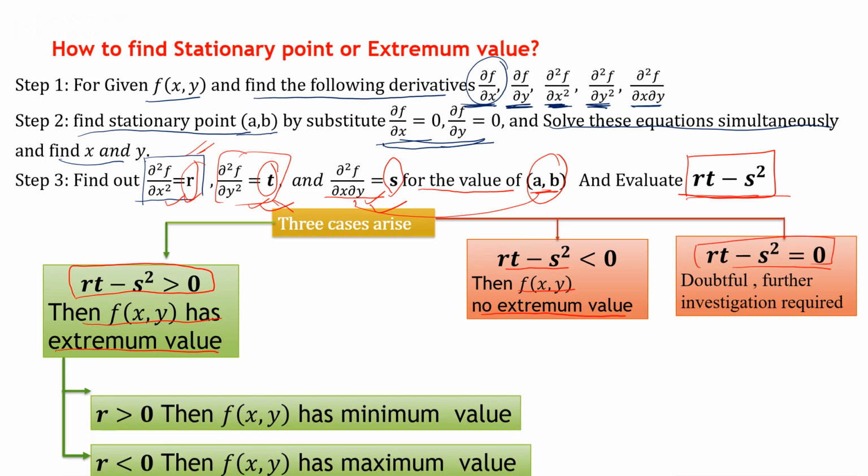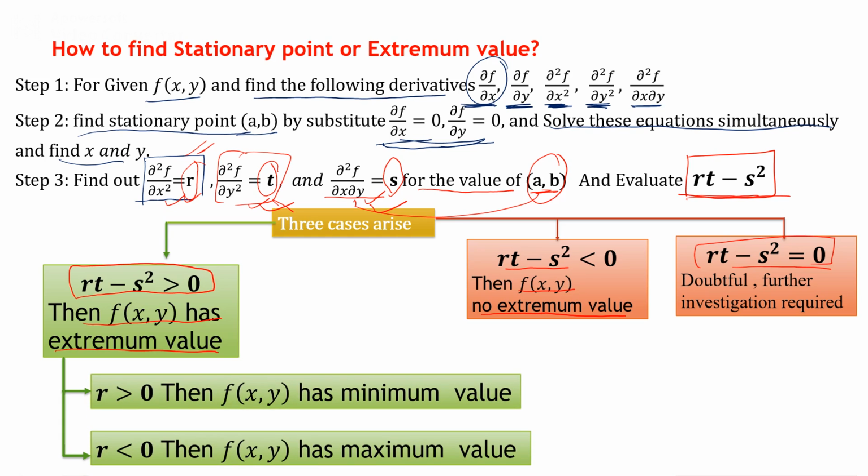Now there are two cases. If rt minus s square is greater than 0, the function has an extreme value, maxima or minima. For that we check the value of r. If r is greater than 0, then we can say the function has a minimum value at the given stationary point. And if r is less than 0, the function has the maximum value at that stationary point.